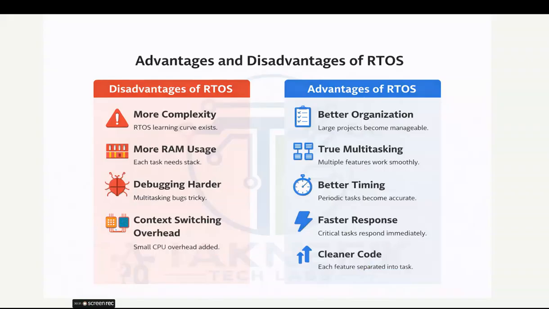So there are some advantages of RTOS, but there are some disadvantages of RTOS. The advantages we have seen: better organization, true multitasking, better timing, faster response, cleaner code. There are some disadvantages also. One is that it brings more complexity. It's easier to maintain super loop code than RTOS code. It consumes more RAM, right? Debugging becomes harder because tasks get switched and you have to check the logs, and many more things come into the picture. Context switching overhead comes into the picture, a small CPU overhead added. So these are the advantages and disadvantages of RTOS.